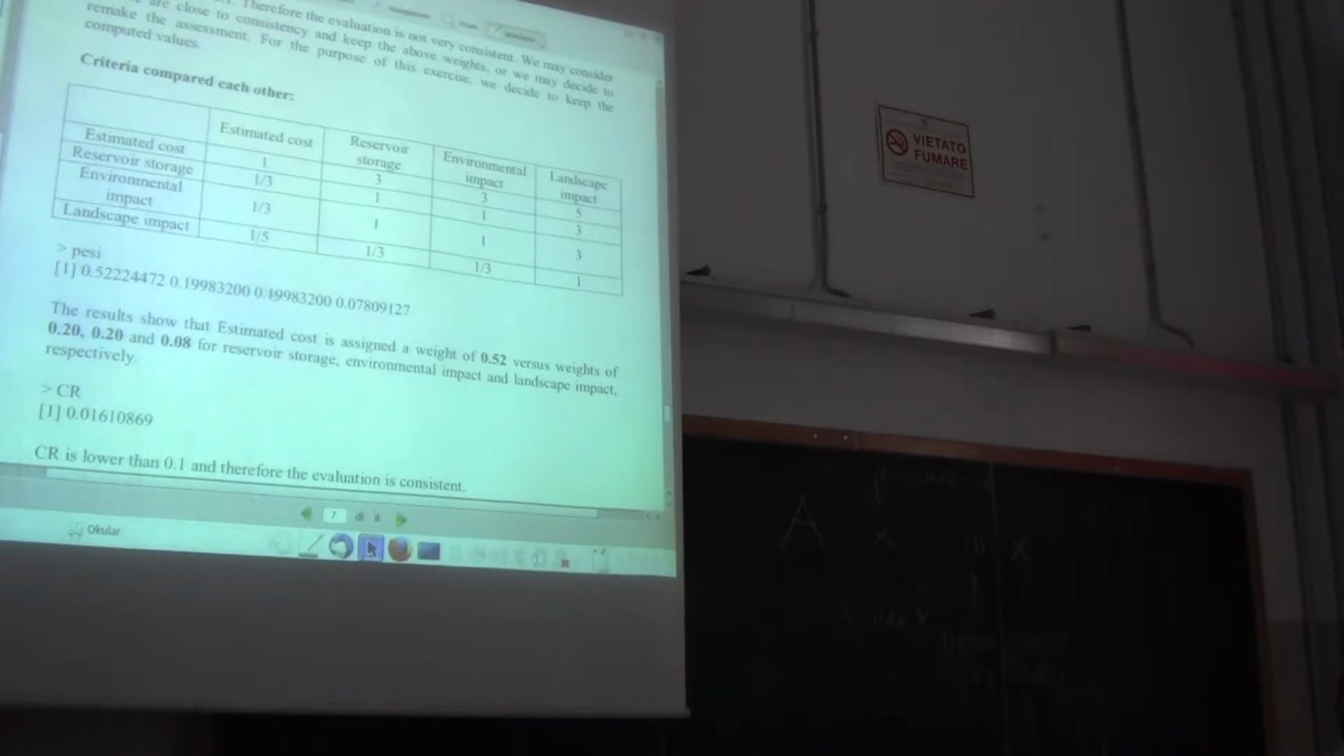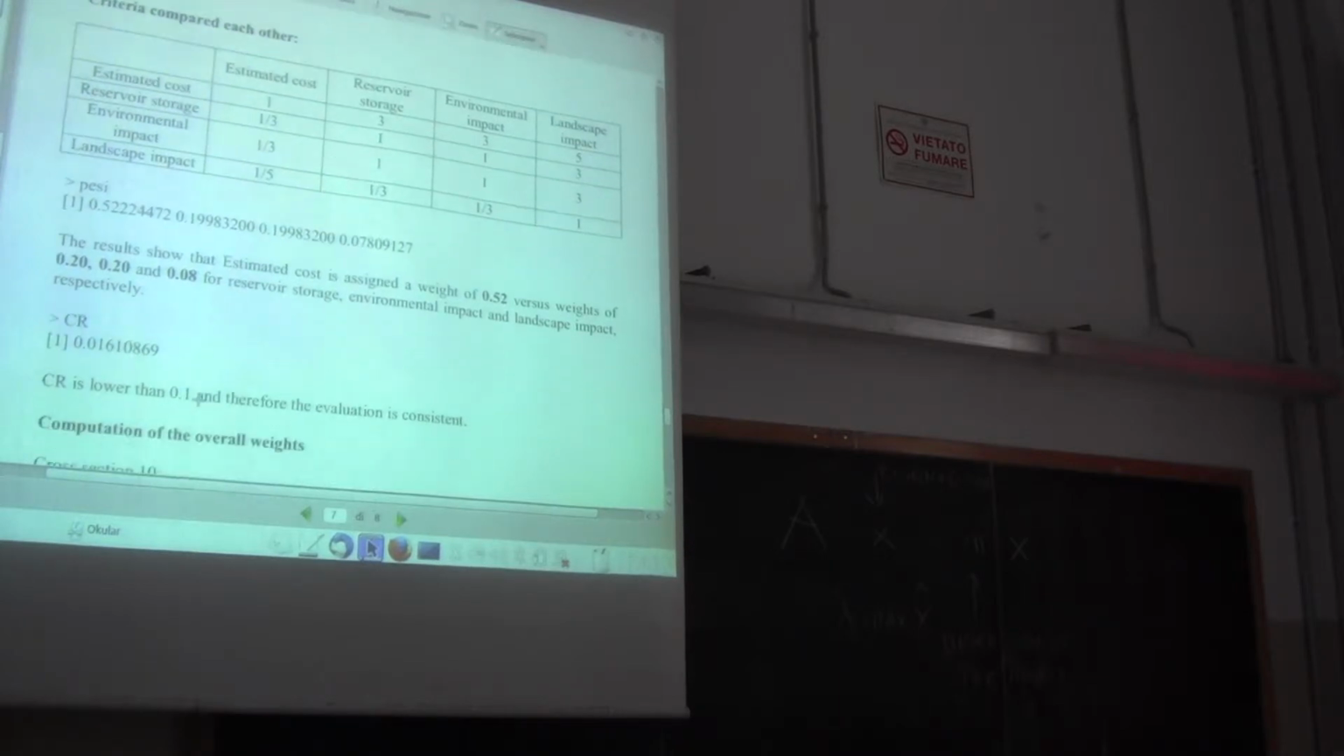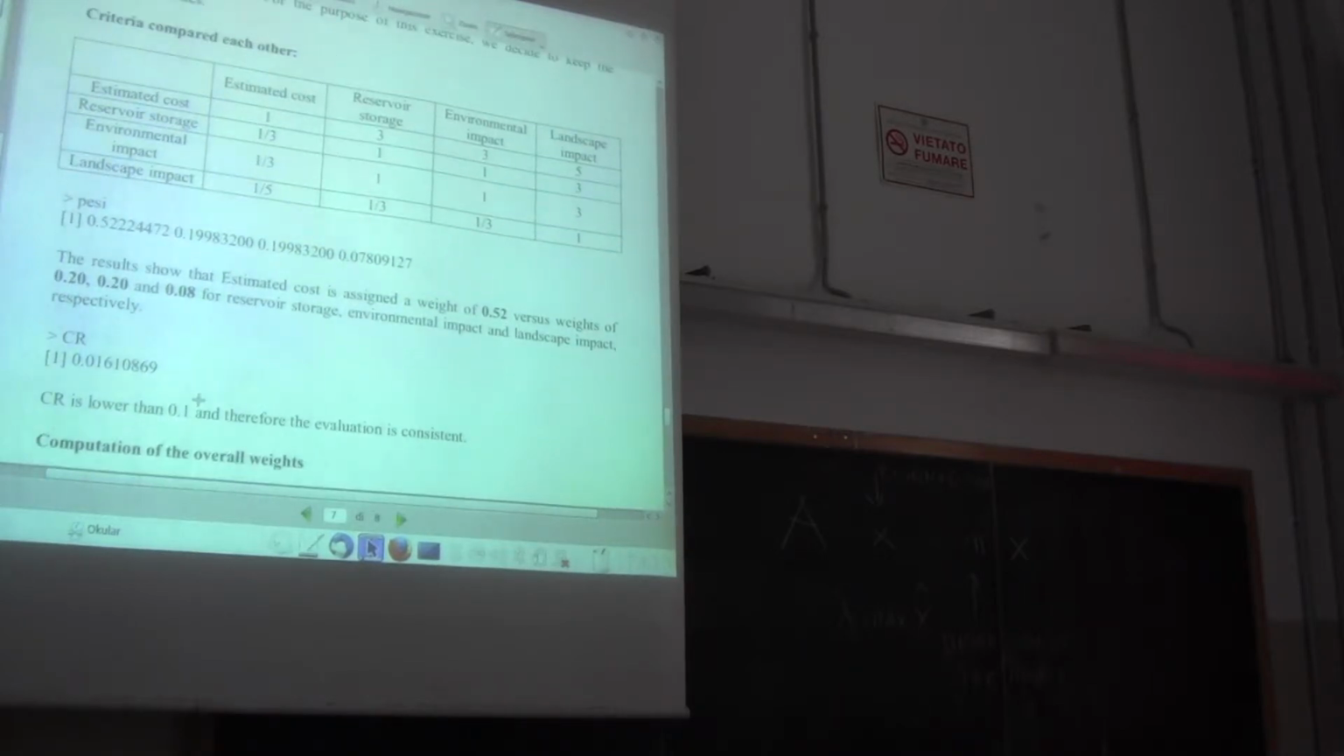So if I compute the weights, I come up with this result. The cost is assigned a weight of 0.52, and then I have a weight of 0.2 and 0.2 again for storage and environmental impact. Landscape impact has a weight of 0.08, and the consistency is fine. CR is 0.01. So basically what we concluded here is that a lot of priority is given to the cost as a result of the matrix that you can see on the top.